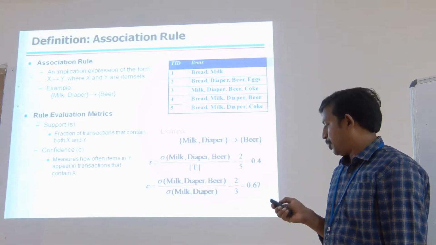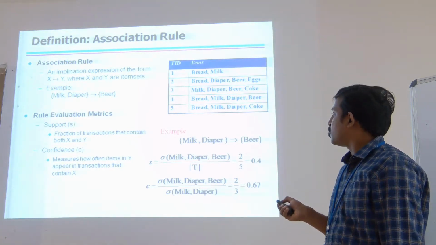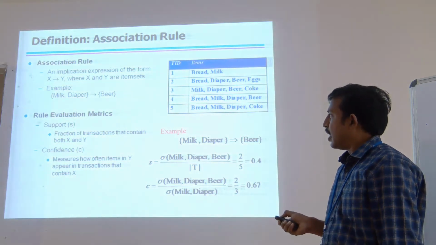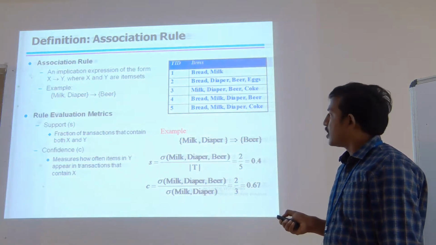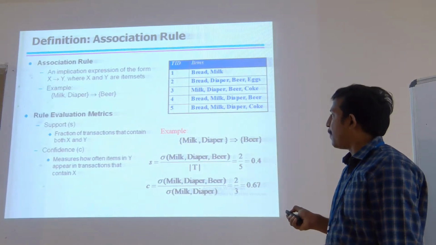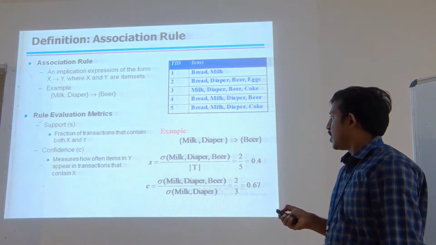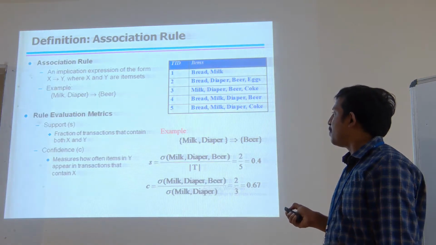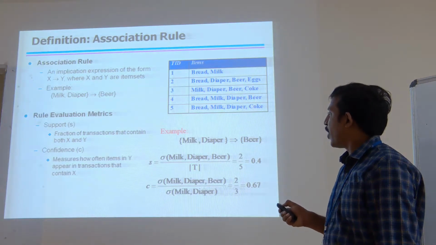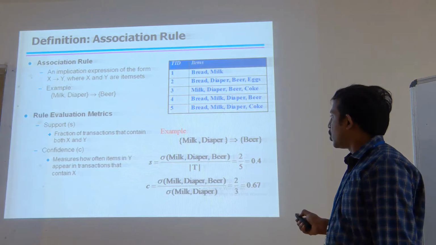See the example. Here the association rule is milk, diaper tends to B. First we calculate the support. Support is equal to sigma of milk, diaper, B divided by the total number of transactions. In how many transactions do milk, diaper, B appear in the database? There are two transactions, 4 and 5. That's why I am mentioning 2 here.